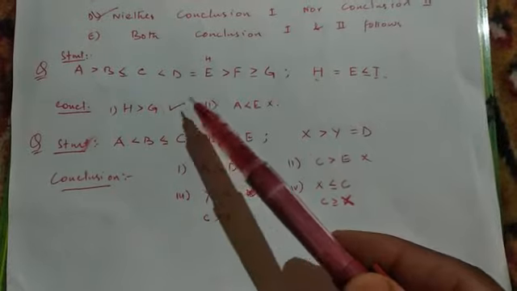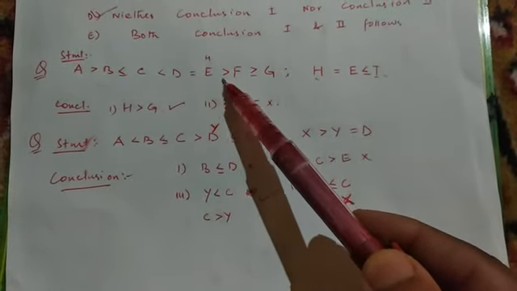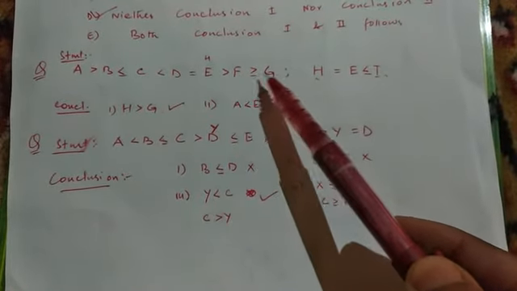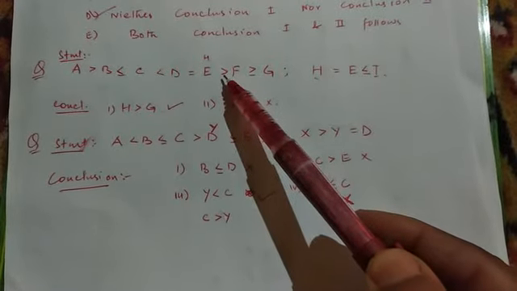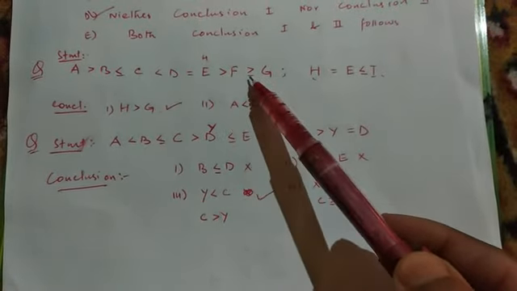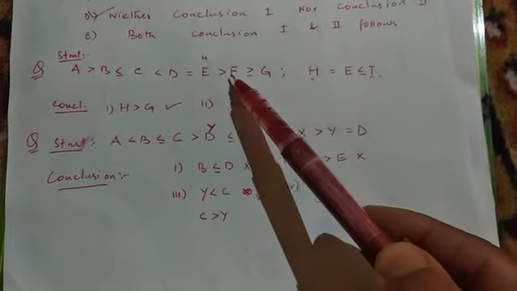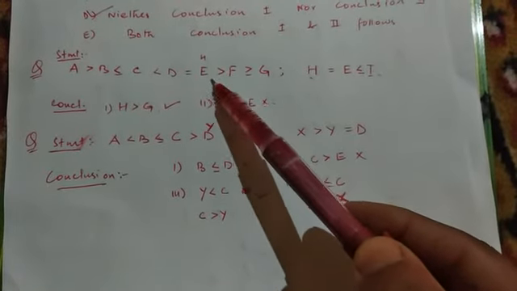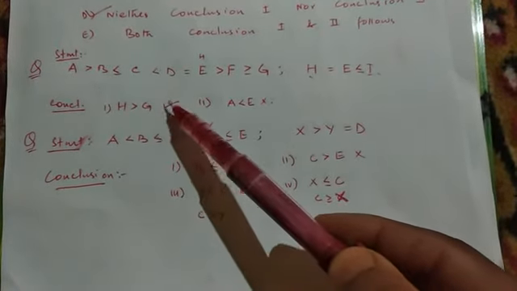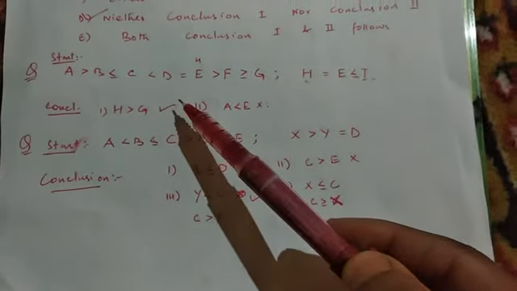H is greater than G means H is greater than or equal to F, F is greater than or equal to G. I have two signs from the same family, that's greater than and greater than or equal. Now priority is given to the first symbol, that is greater than. H is greater than G means our conclusion is right.